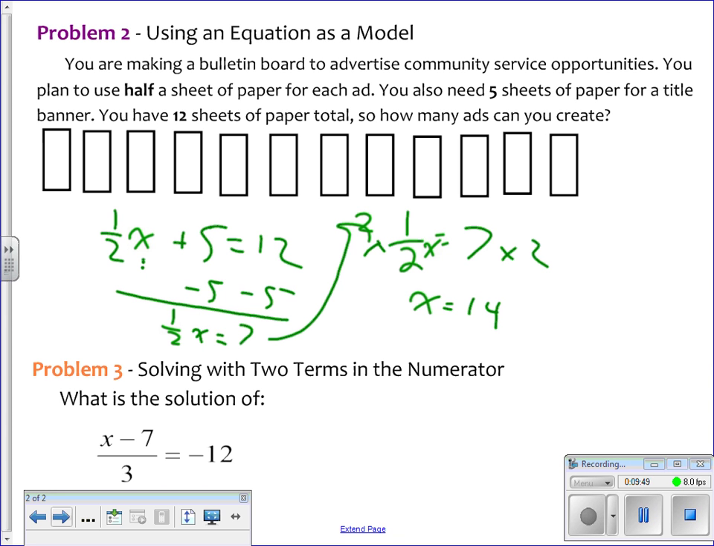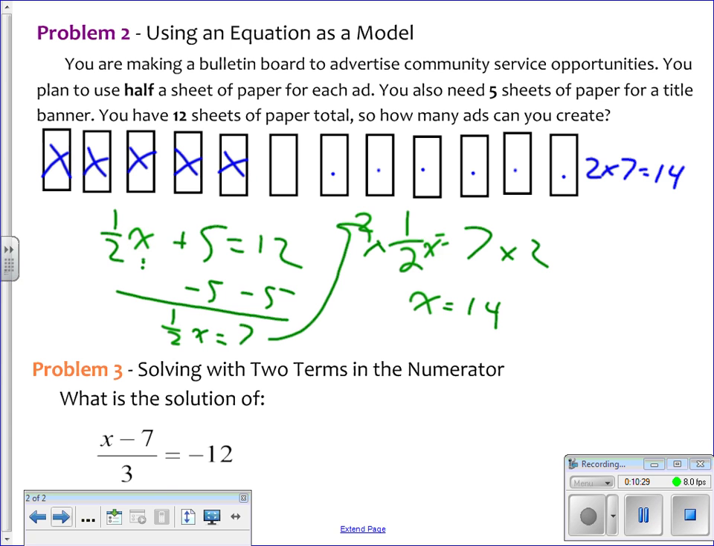Now, this is the algebraic way of solving a problem. Is the algebraic way the only way? No. Here's a way to do it. 12 pieces of paper. I use 5 right off the bat. How many pieces of paper do I have left that I have not used? I've got 7. 1, 2, 3, 4, 5, 6, 7. How many do I get per those? I get 2. 2 times 7 is 14.